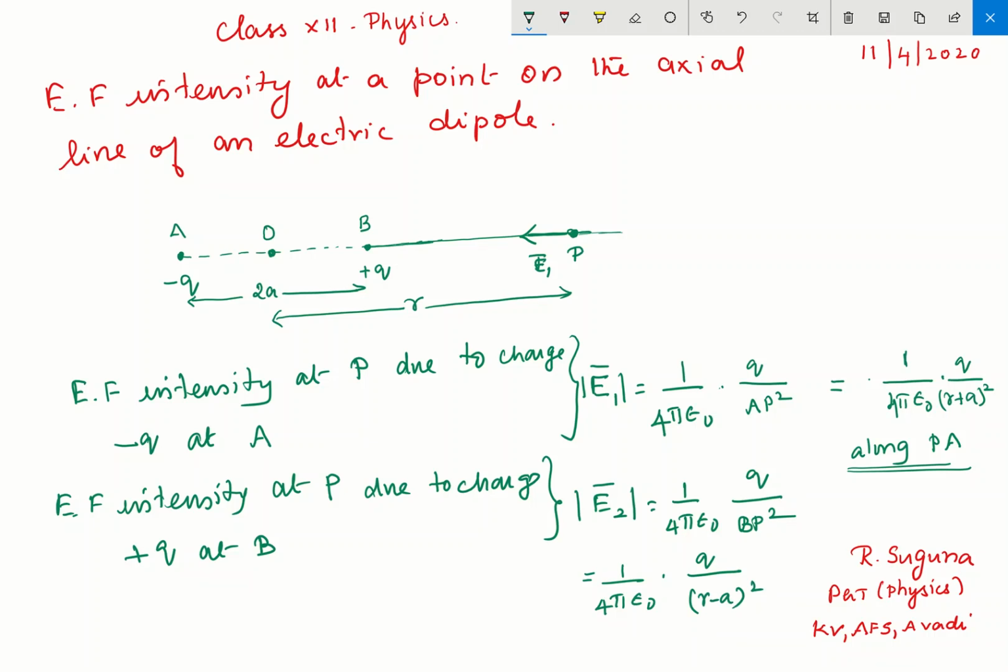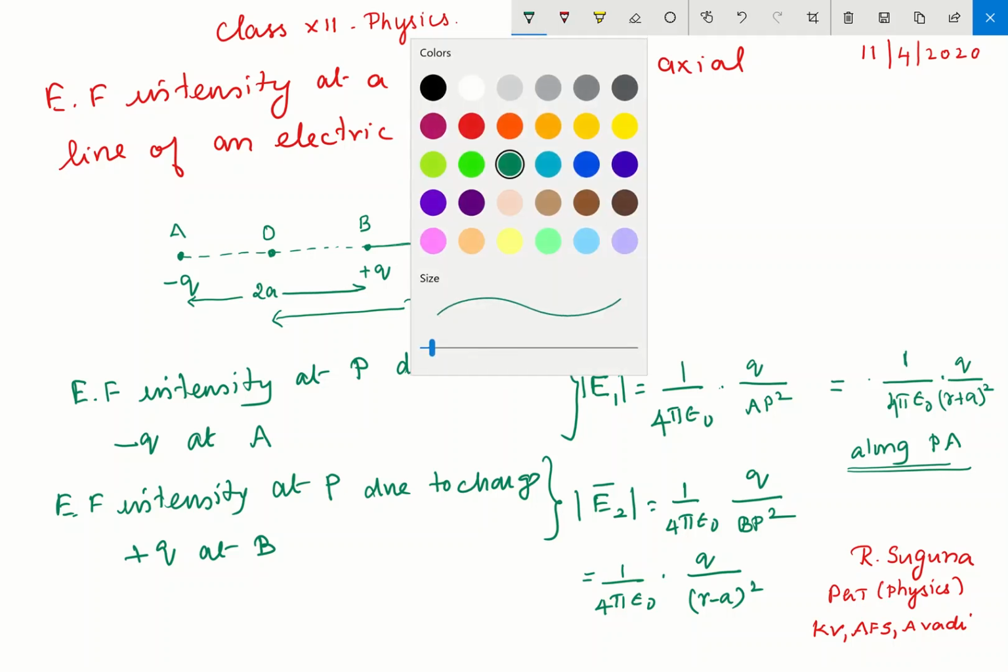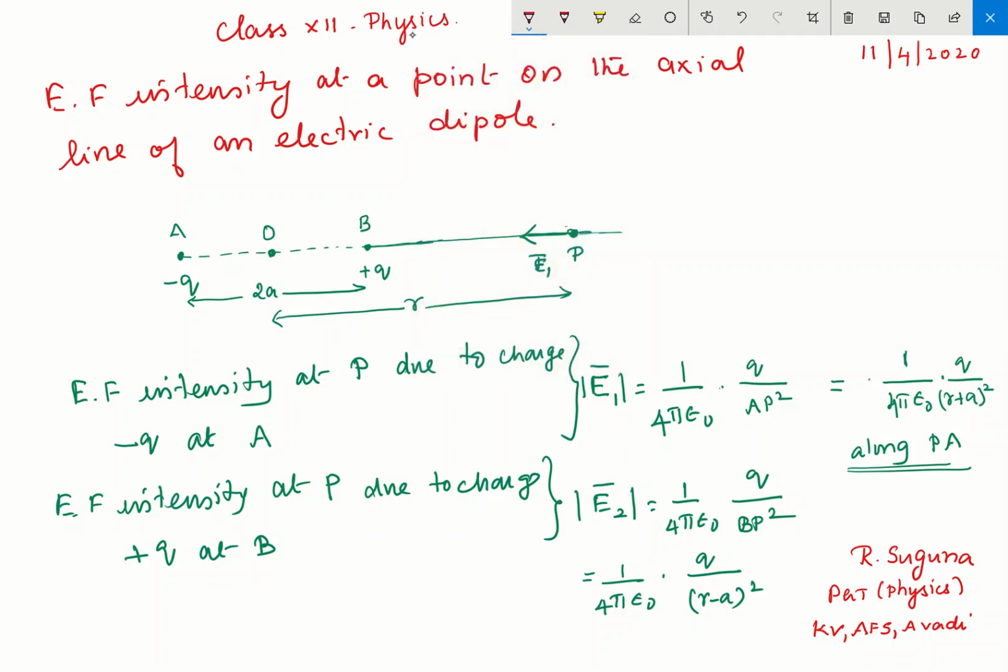Now, direction. Once again, if I want to find out the electric field intensity at P due to plus Q at B, what should I do? I have to keep a unit positive charge at P, correct? Therefore, in which direction will it experience a force? Because it is a unit positive charge and the charge at B is also positive, it will experience a repulsive force. Okay, therefore, repulsive force means it will be in this direction, right?